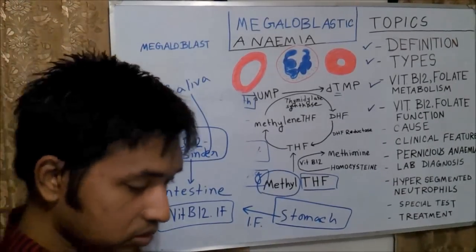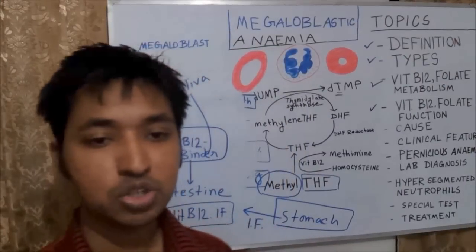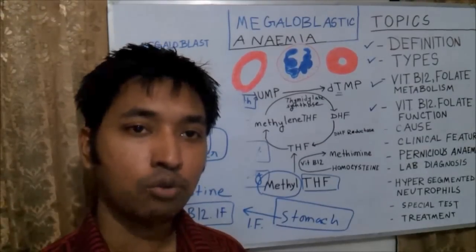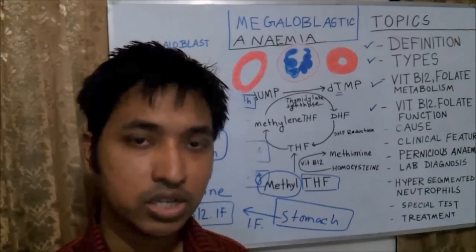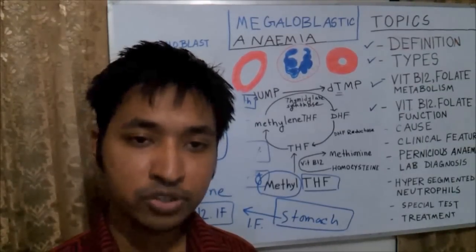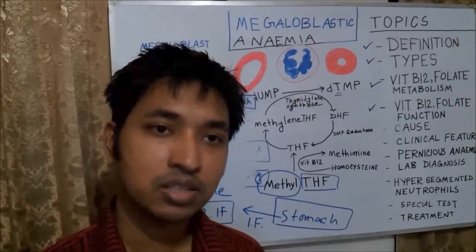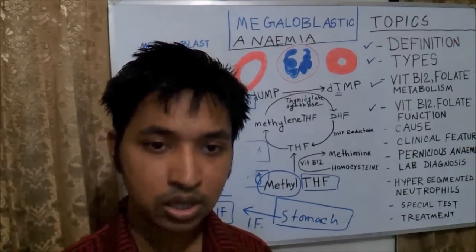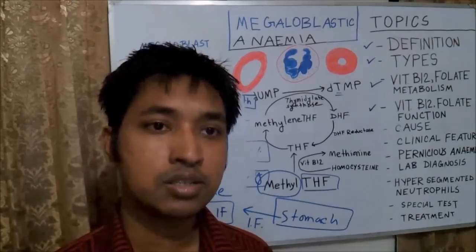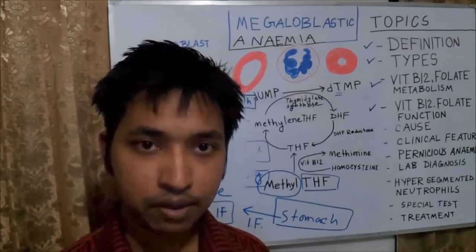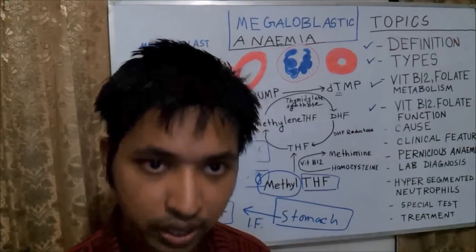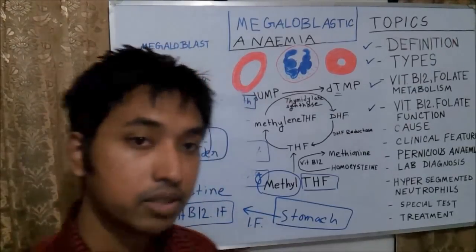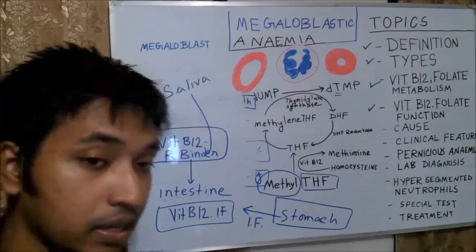Because remember, the site of absorption of vitamin B12 is in the ileum. Also, this is nice to know, the site of absorption of folate is the duodenum and jejunum. And if you view some of my previous videos, you will know that the site of absorption of iron is also the duodenum and jejunum. Okay, so that is making things easier. Both start with the letter F, folate and ferrous, and they are absorbed from the duodenum and jejunum. But vitamin B12 is absorbed in the ileum.